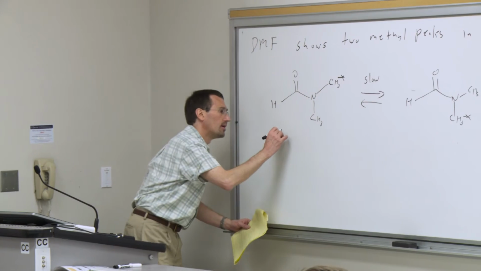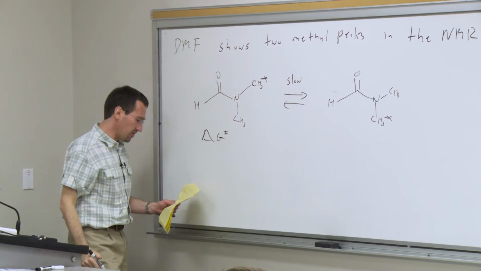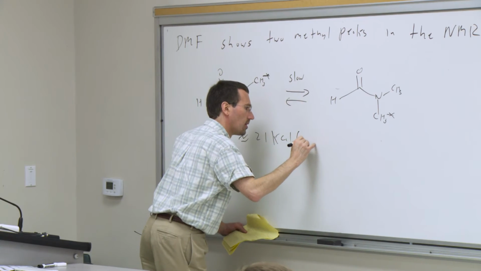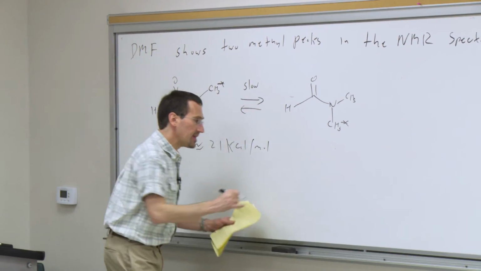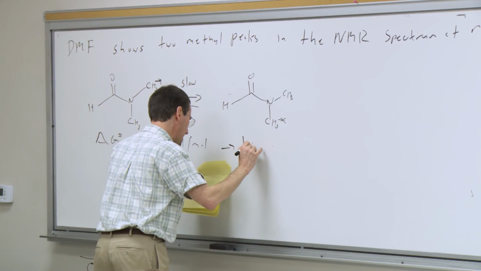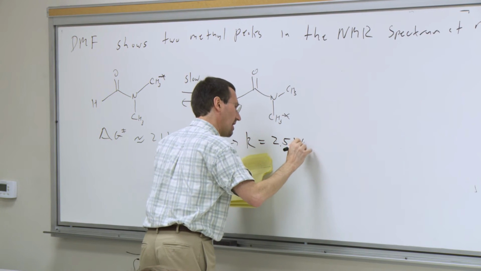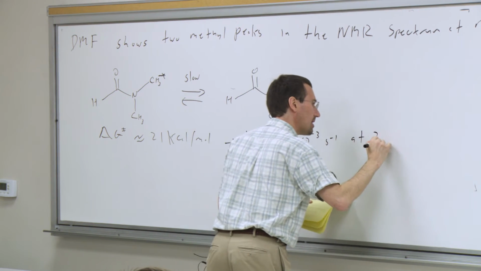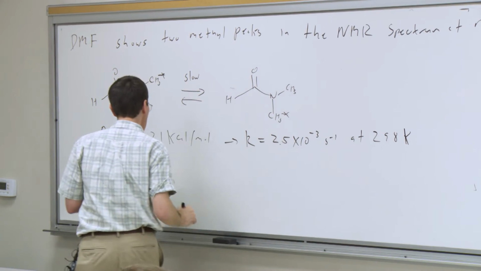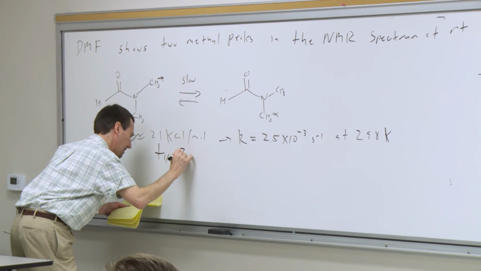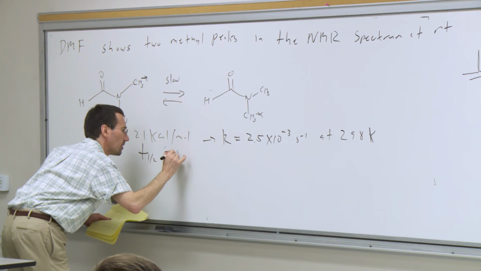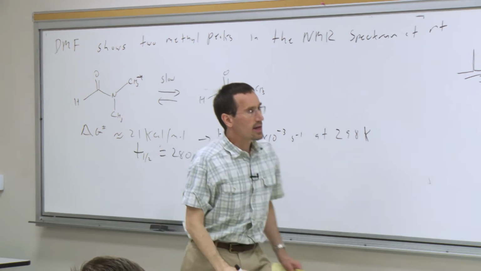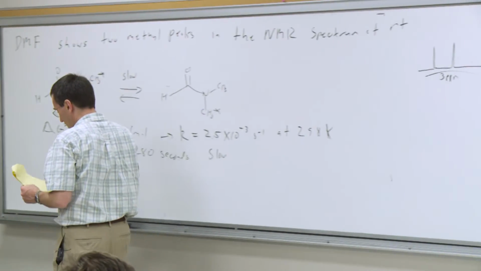Delta G double dagger for this process, the free energy of activation, is about 21 kilocalories per mole. And when you take that through, that leads to a k equals 2.5 times 10 to the negative 3 per second at 298 K. And that means you have a half-life, t 1/2, equal to 280 seconds. So that's slow, and we contrast 71 microseconds as fast.